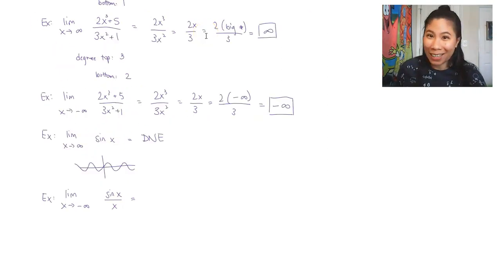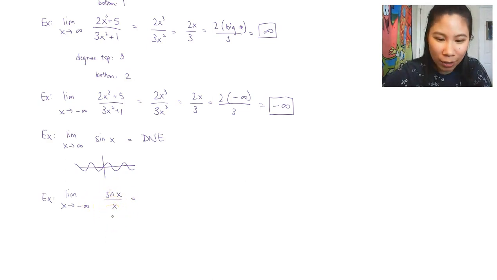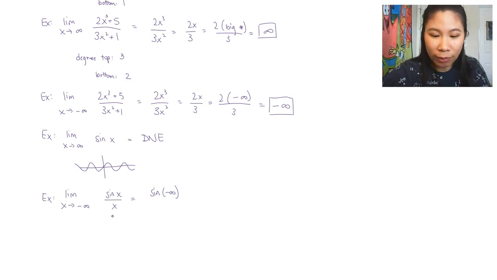All right, this is my very last example. This time I have the limit as x approaches negative infinity of sine x over x. We just said sine x is going to oscillate between 1 and negative 1 because of the waviness. If I were to plug in negative infinity on top, sine of negative infinity, whether it was positive infinity from before or negative infinity now, it's still going to fluctuate between 1 and negative 1. So I'll just state 1 or negative 1.